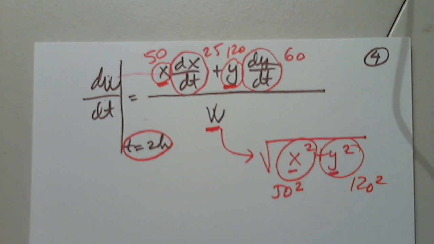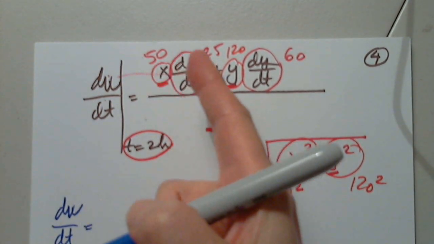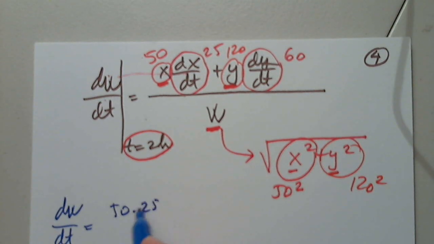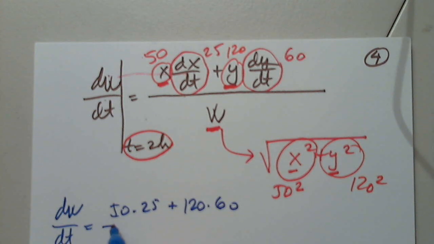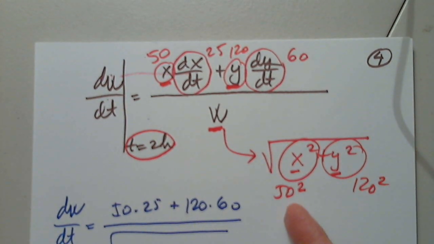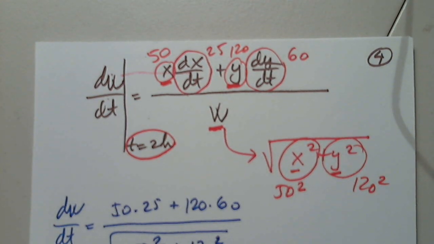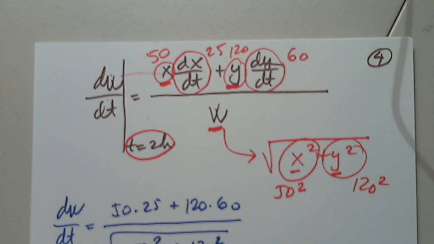So finally, we have all the numbers we needed. So dw over dt is 50 times 25 plus 120 times 60, over the square root of 50 squared plus 120 squared. You have to be very careful entering this in the graphing calculator, please. So let's do that.